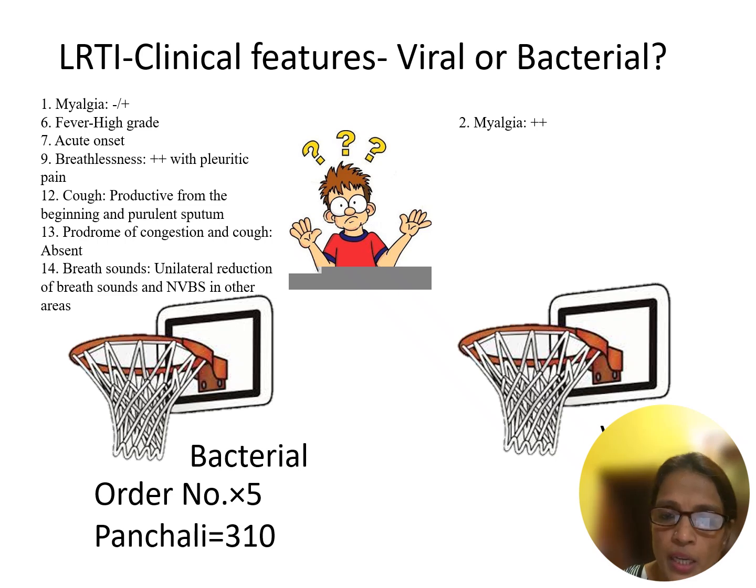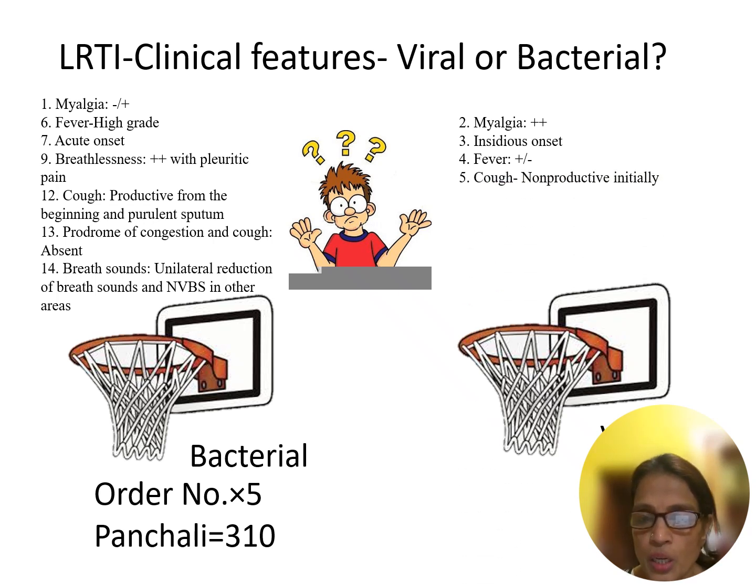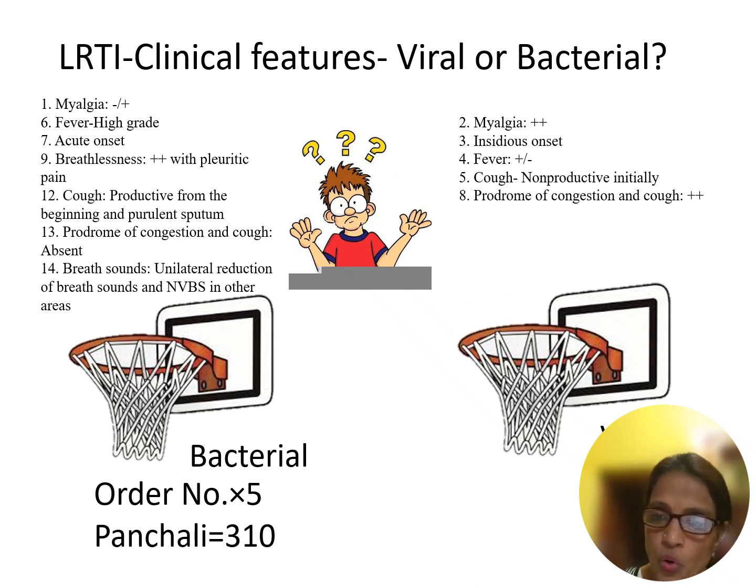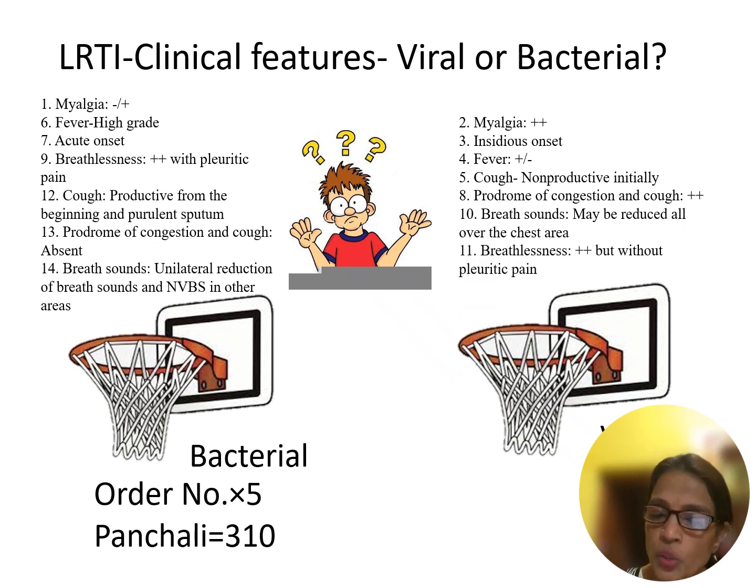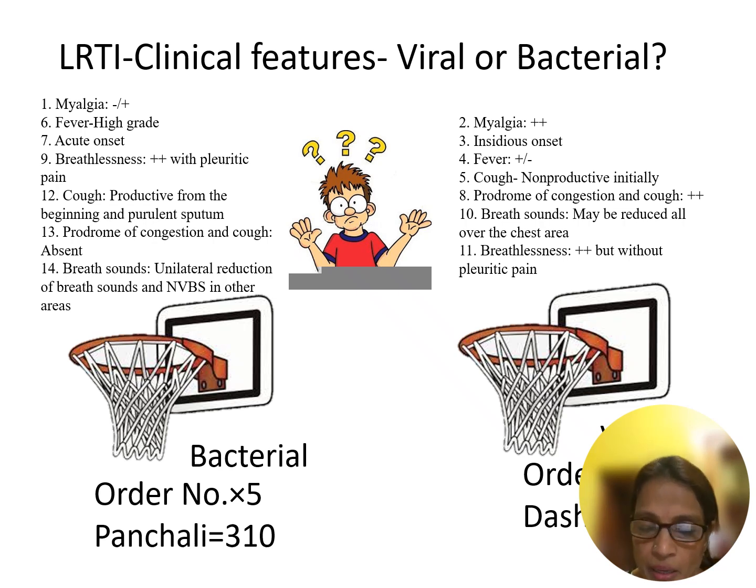Now, in viral etiology, myalgia plus, you know it's a feature of viral etiology. Then insidious onset again is a feature of viral etiology. Then fever plus or minus again is a feature of viral etiology. Number 5, cough non-productive initially. Then number 8, prodrome of congestion and cough present. Number 10, breath sounds may be reduced all over the chest area. Number 11, breathlessness plus but without pleuritic pain. So the order number is multiplied by 10. So all these features together go to Dashavatar.